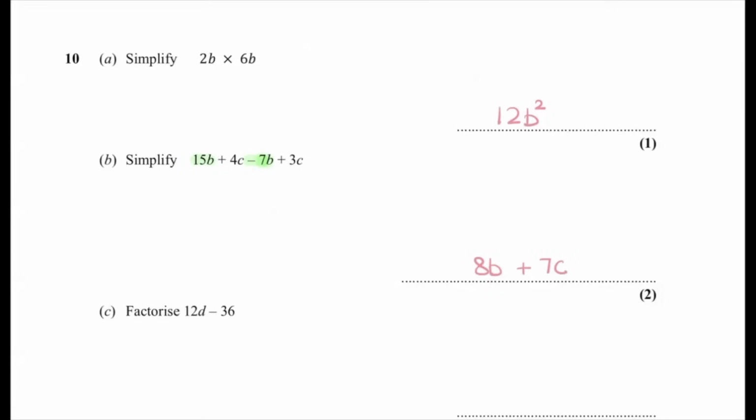Now, factorizing, we have to find the highest common factor, the biggest times table that goes into both of these, which is 12. And then you open up your bracket. 12 times D is 12D, and 12 times 3 is 36.